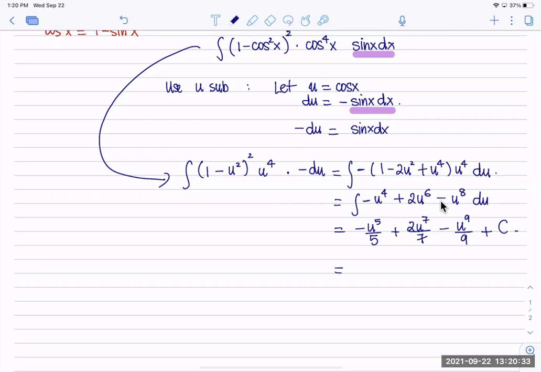All right, and then we're gonna do substitution. So we're gonna sub back the u because we want the trig in the result, not the u. So we're gonna have cosine of 5x over 5 plus 2 cosine of 7x over 7 minus cosine of 9x to the power 9 over 9 plus c. Okay, and this is the result.